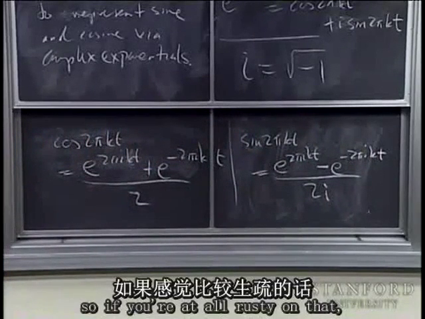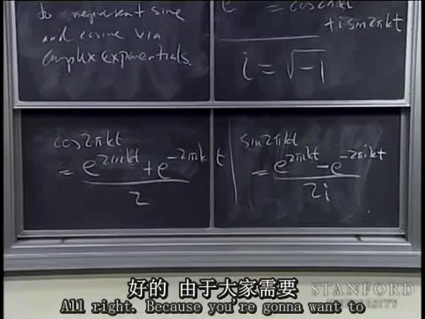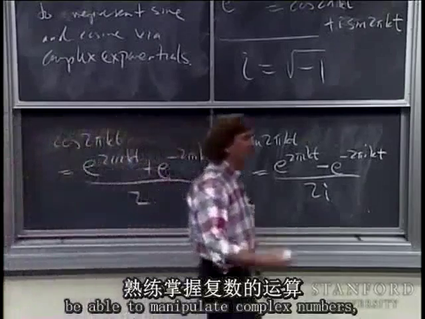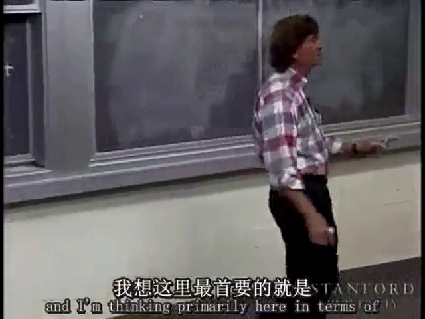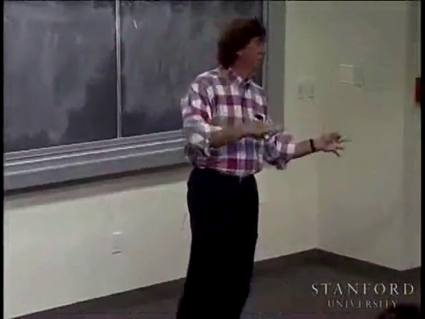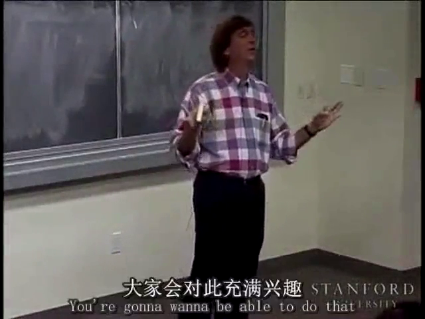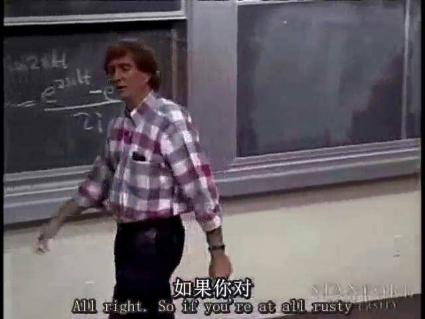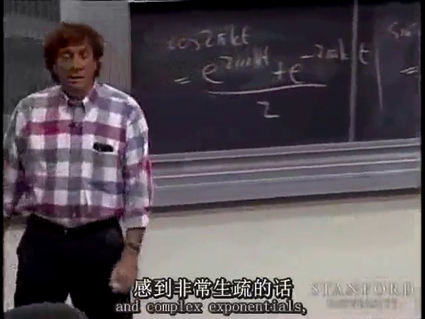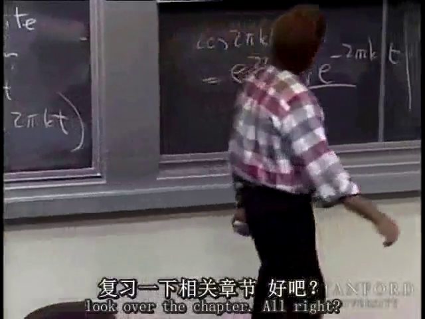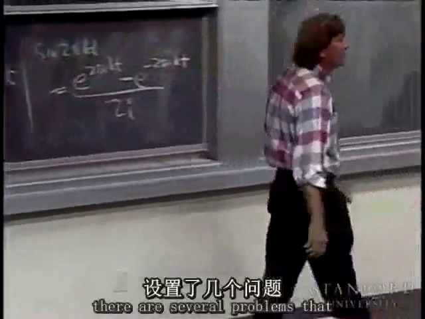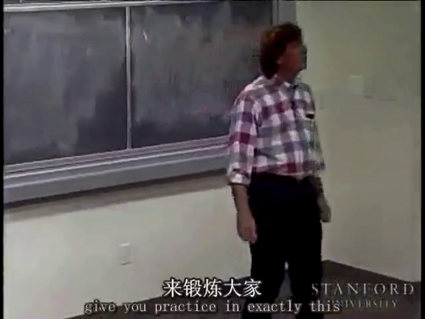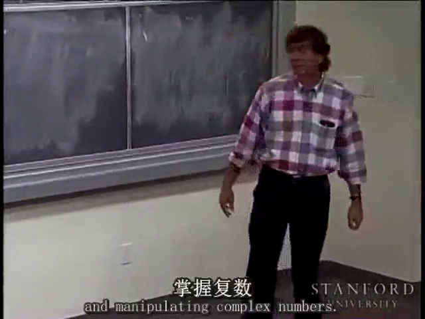There is an appendix in the notes on the algebra of complex numbers. So if you're at all rusty on that, you should review that, because you're going to want to be able to manipulate complex numbers, and I'm thinking primarily here of working with complex conjugates, with real parts and imaginary parts. You're going to want to be able to do that with confidence and gusto. So if you're at all rusty in manipulating complex numbers and complex exponentials, look over the chapter. Matter of fact, on the first problem set, there are several problems that give you practice in exactly this, in manipulating complex numbers.